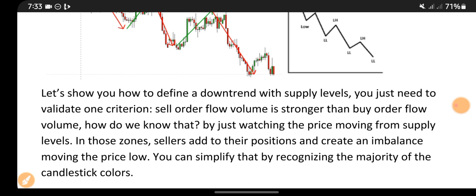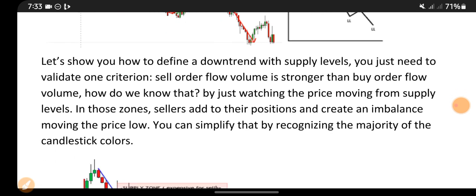So we showed you how to define a trend with the supply zones. And once again, you just need to validate one criterion: the sell order flow volume. In a downtrend, the sell order flow volume is stronger than the buy order flow volume. By watching the price moving from supply levels in these zones, sellers add to their positions and create an imbalance, moving the price lower.